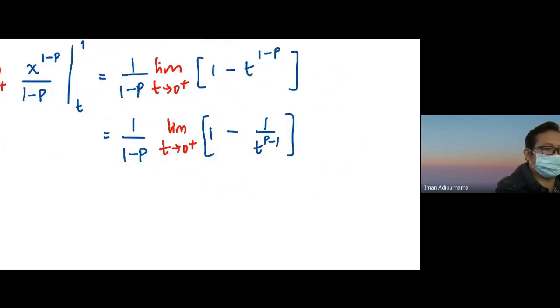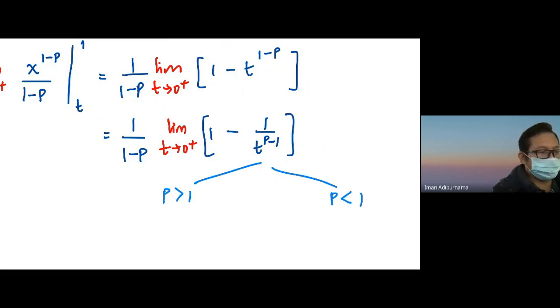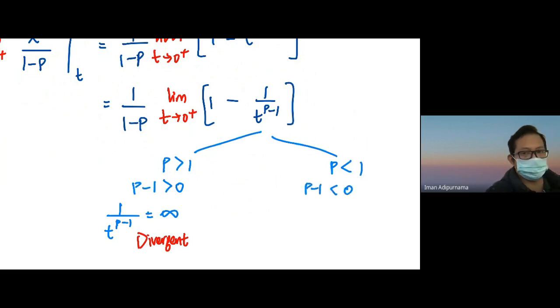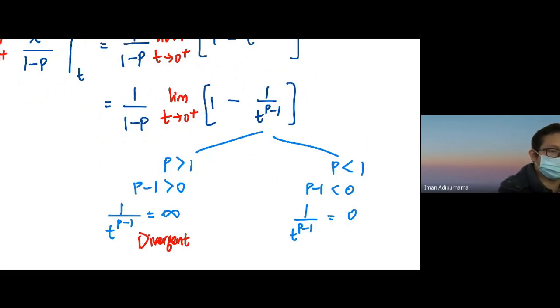And from here, we can think about how p will behave, like if p is greater than 1 and if p is less than 1. If p is greater than 1, then p minus 1 is greater than 0, which means it's positive. So 1 over t to the p minus 1, okay, this will get an infinite result, or divergent, right? But when p is less than 1, which means p minus 1 is a negative result, then t to the p minus 1 will result in 0. So we know that this will be convergent.